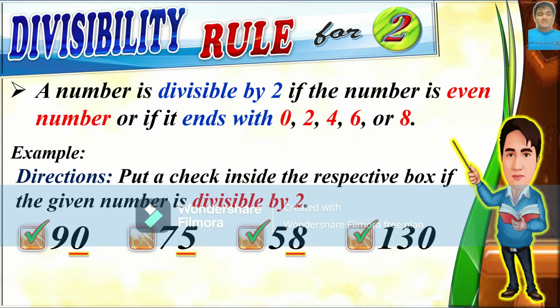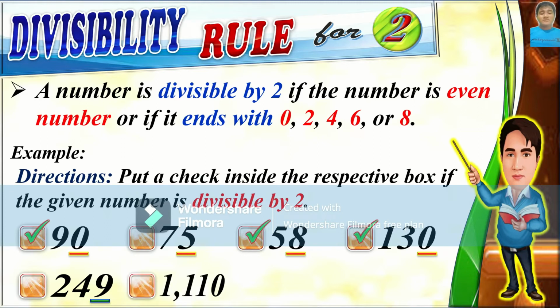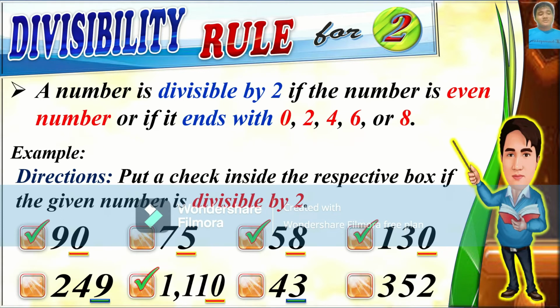Okay, very good, because it ends in 0. Is 249 divisible by 2? Of course not. Is 1110 divisible by 2? Yes. Is 43 divisible by 2? Of course not. Is 352 divisible by 2? Okay, very good. Yes.